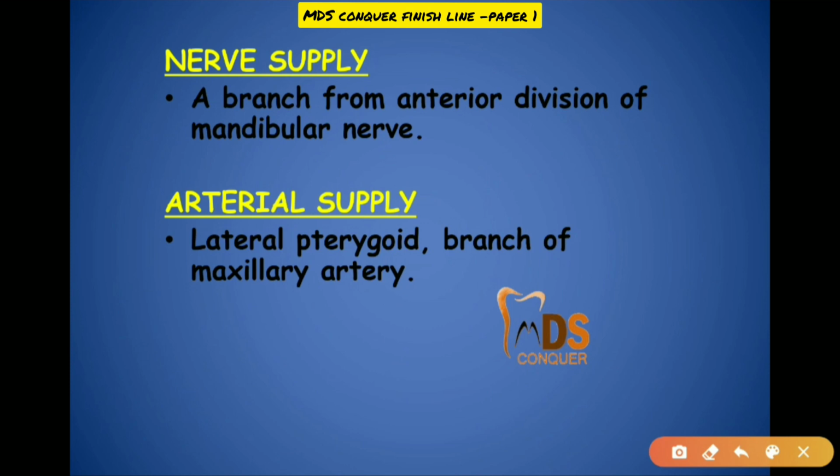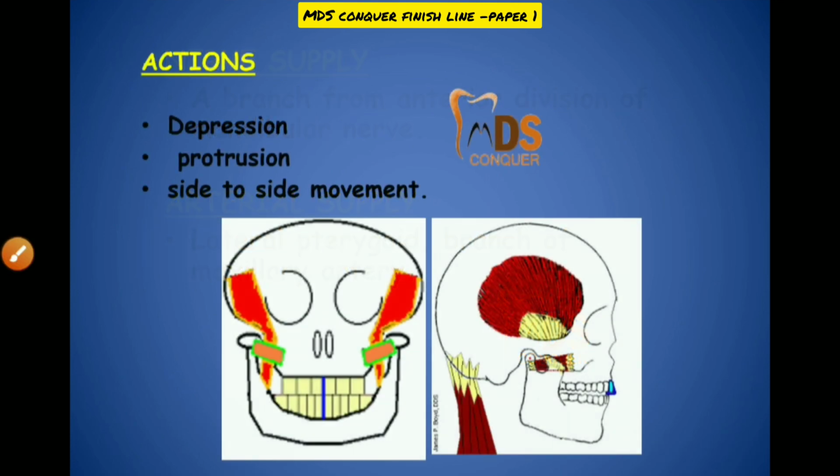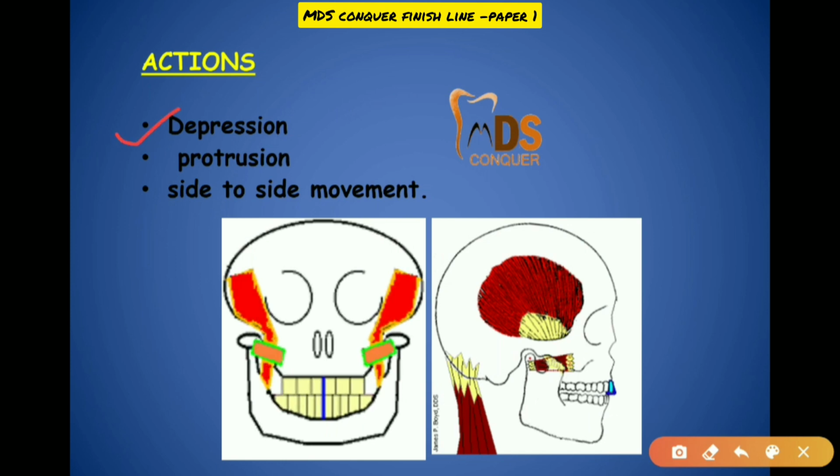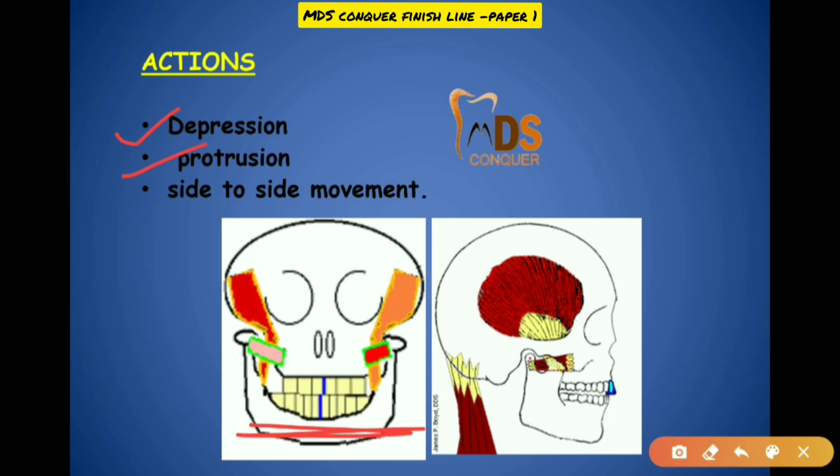If you take the nerve supply, it is the mandibular nerve, and the arterial supply of the lateral pterygoid is a branch of the maxillary artery. Then coming to the actions, they will be depression, protrusion, and side-to-side movement.